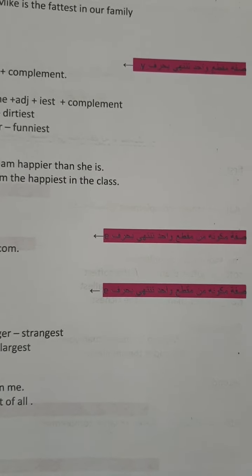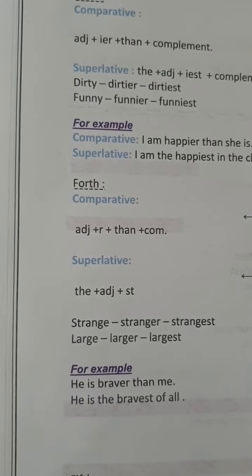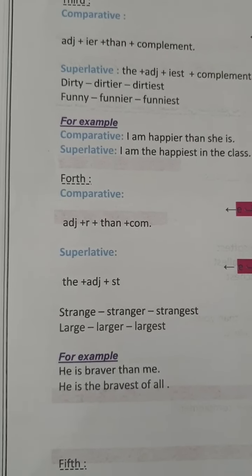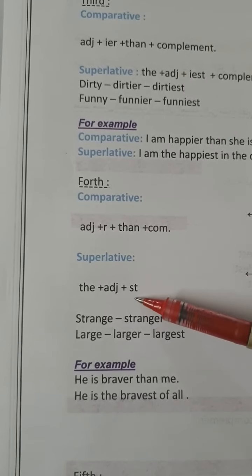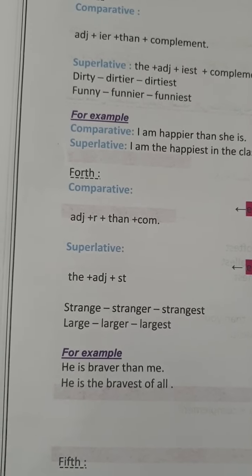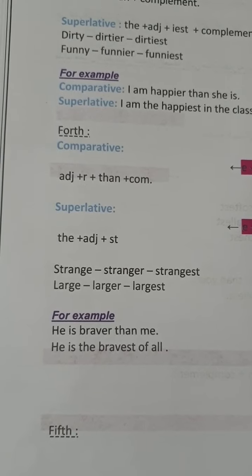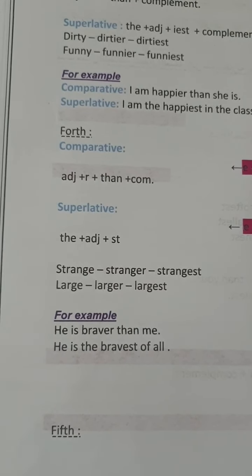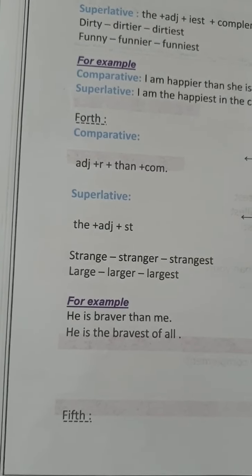Fourth, when we have an adjective ending in E letter, so in comparative, we add only R, and in superlative we add ST. يعني ما نكرر حرف الإي، ما نضيف إي لأن الصفة already منتهية بحرف الإي. So for example, he's braver than me. Superlative, he is the bravest of all.